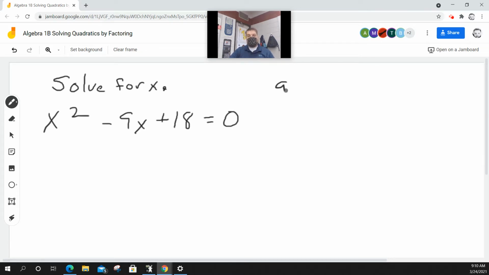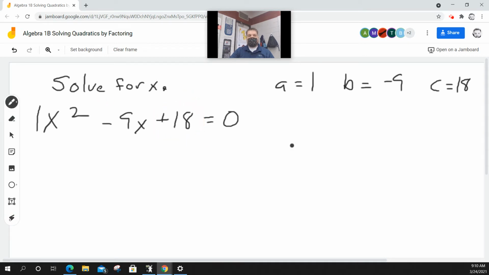So I've been glossing over this a little bit, but remember a is equal to 1, even though I don't have a 1 here, it's really 1x squared, right? B is equal to negative 9, and C is equal to 18. So where am I getting that from? Well, it wasn't written down, but there is an implied 1 in front of x squared. The bx term is negative 9, and then c is just this number by itself.